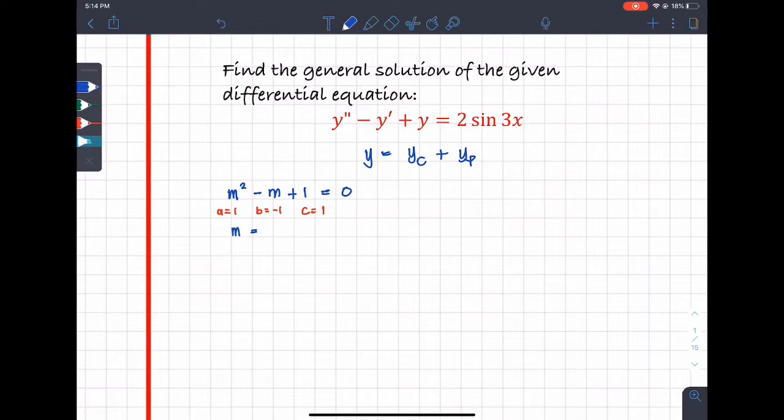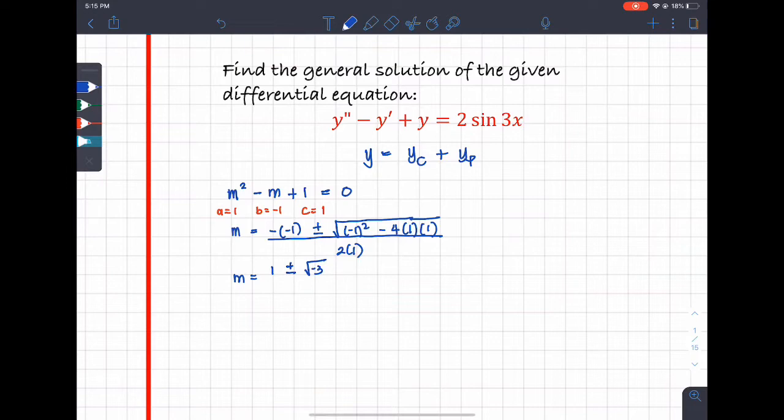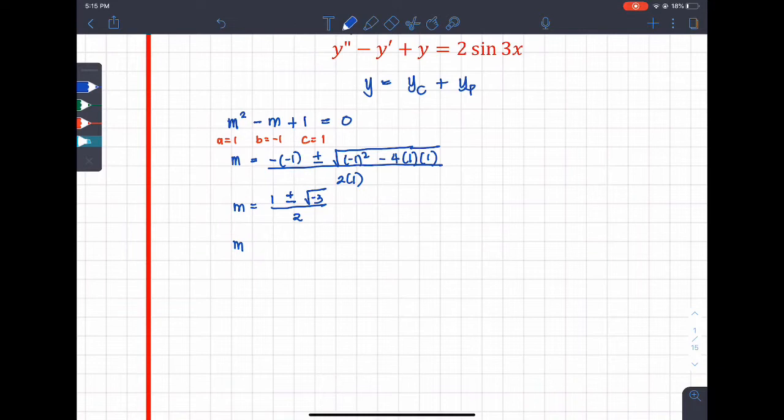Using the quadratic formula, I'll have negative b, so negative of negative 1, plus or minus the square root of b squared, so negative 1 squared, minus 4 times a times c, which is 1 as well, and then divide it by 2a, so 2 times 1. So m is equivalent to 1 plus or minus the square root of 1 squared, which is 1, minus 4, so we'll have negative 3. So the square root of negative 3, and then divide it by 2. That gives us m equivalent to 1 plus or minus the square root of 3i, divided by 2.